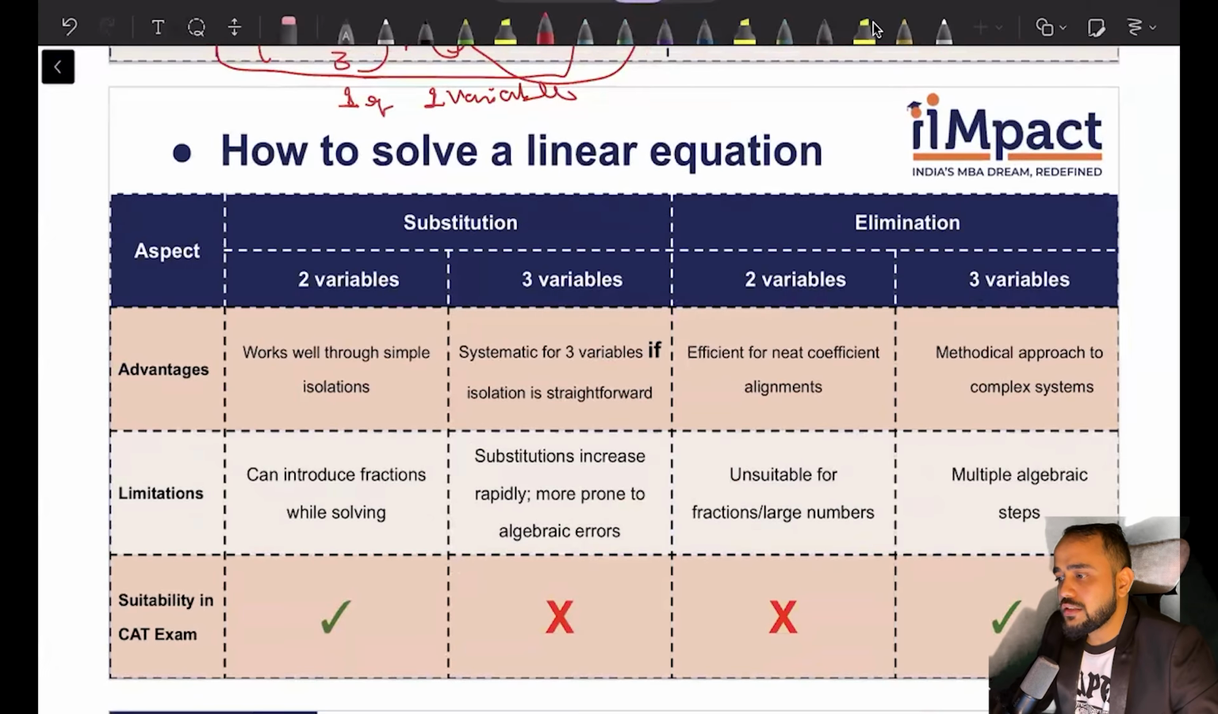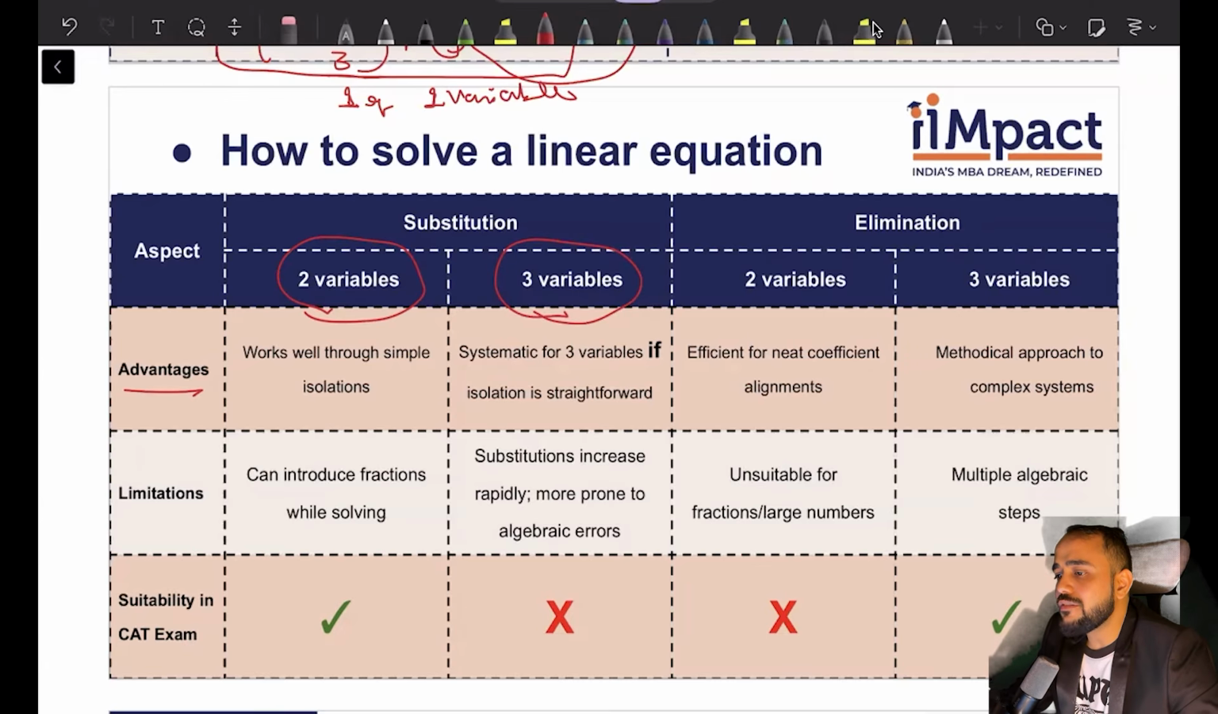Substitution overall is a no-brainer sort of thing. You manipulate the first equation, you find one of the variables in terms of the other variables, you put it in the next equation, and you keep doing this, so on and so forth. So the advantage is honestly that it is very straightforward. However, if you have a two variable versus three variable scenario, in which situation will you prefer substitution?